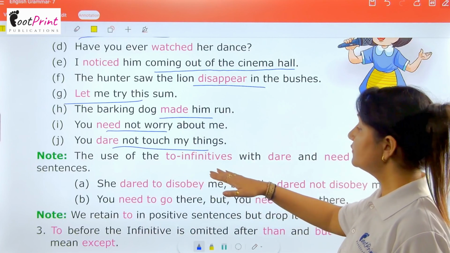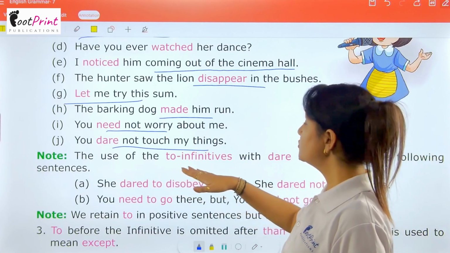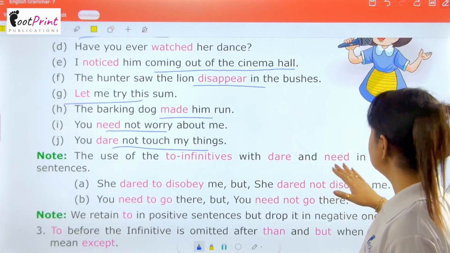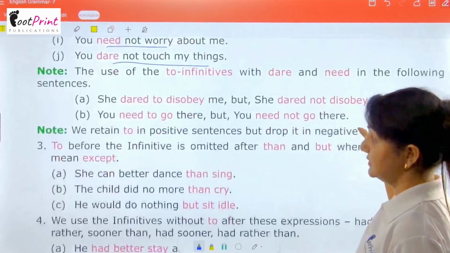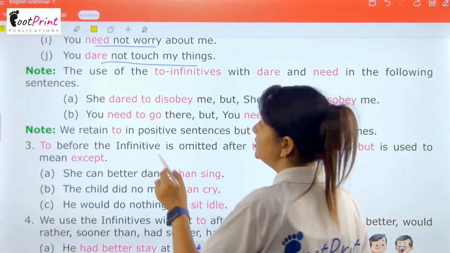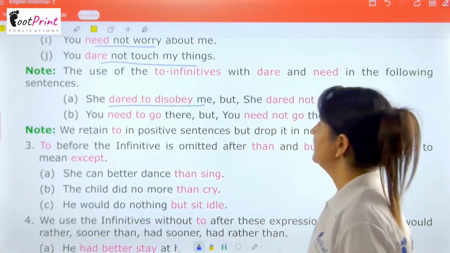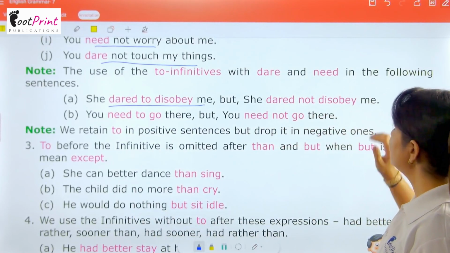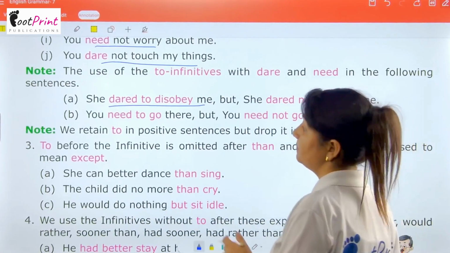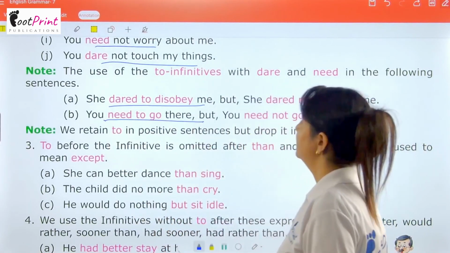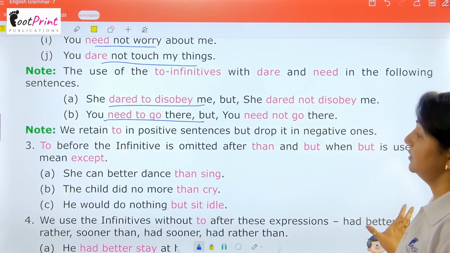The use of the two infinitives with dare and need in the following sentences will be like this only. She dared to disobey me, but she dared not disobey me. You need to go there, but you need not go there.